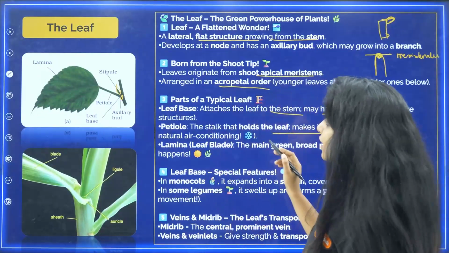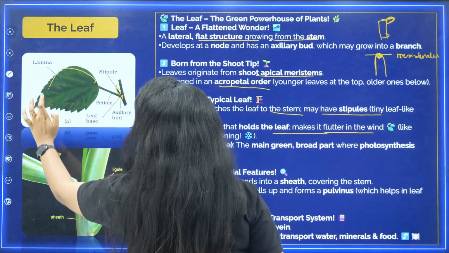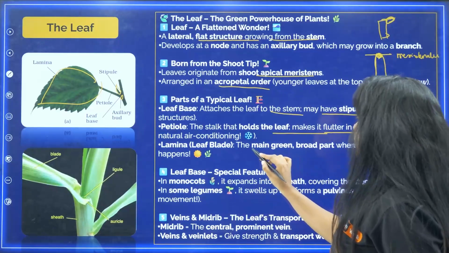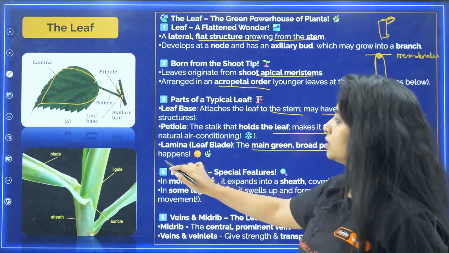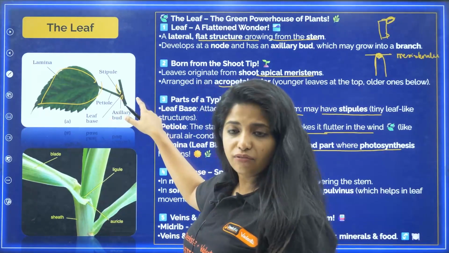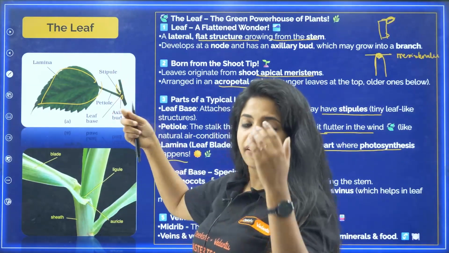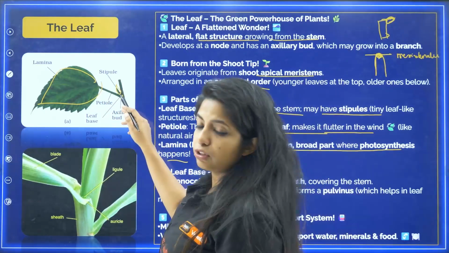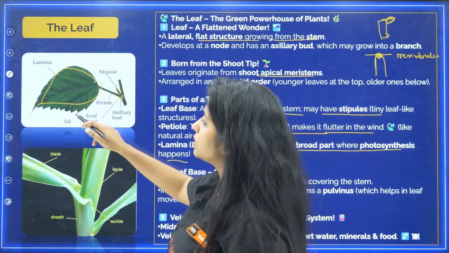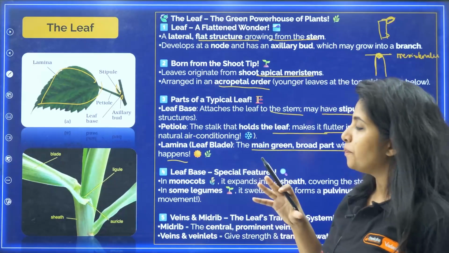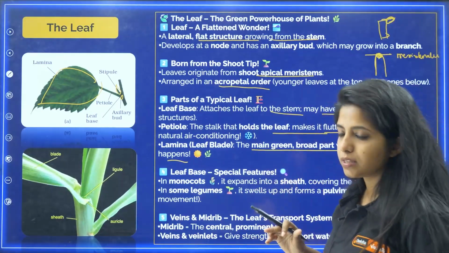Okay, now you have the lamina. This whole thing that you see from here to here is known as the lamina, the leaf blade. The main green broad part where photosynthesis actually happens is known as the lamina. So what do you have, children? You have the leaf base. At the leaf base you can have the stipule, which is like small tiny leaf-like structures, and then you have a petiole, which is a stalk-like structure, and then you have a flattened part known as the lamina, where photosynthesis actually occurs.